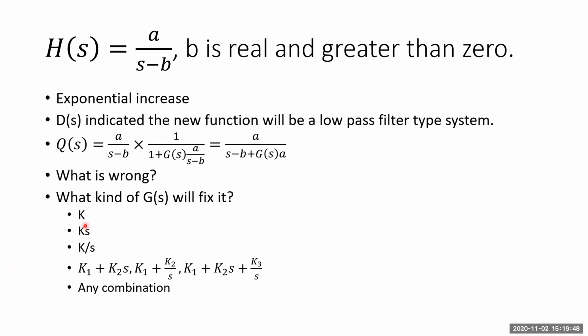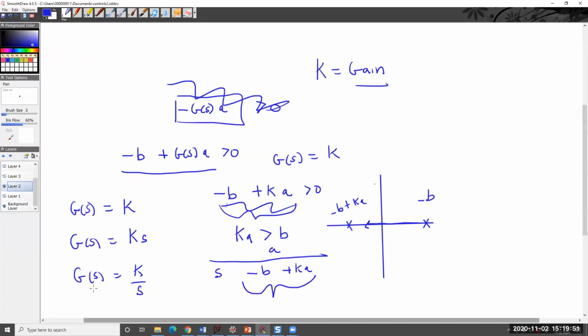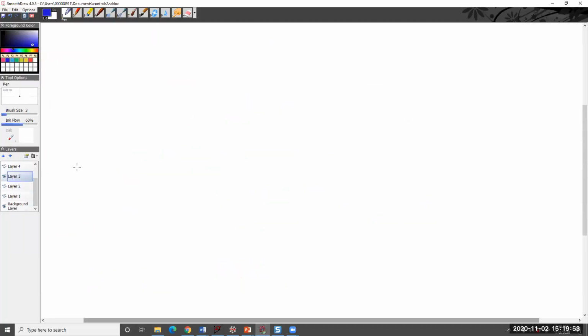Now, let's just try a few more though, just to show. What if we had selected k times s? That's proportional times that s. It just makes things a derivative. When you take the inverse Laplace of that, it takes a derivative. So let's find our new transfer function.